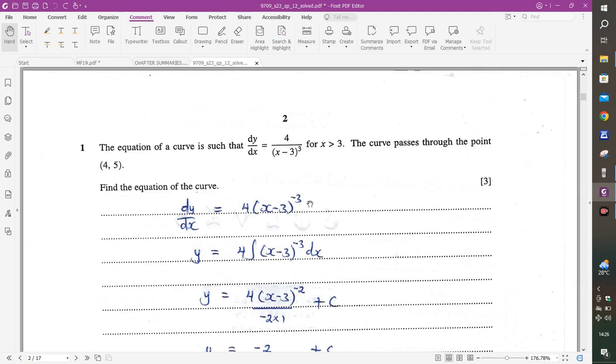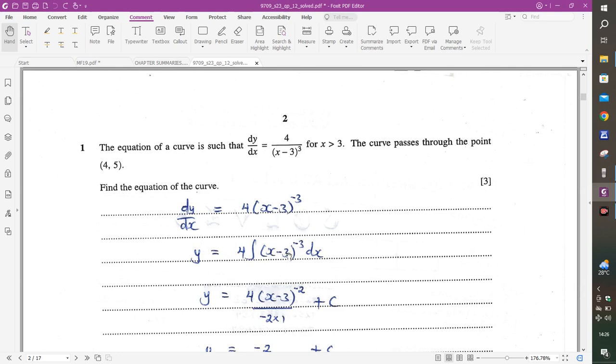And when we are integrating, our y is going to be the integral of this dy/dx. So we shall increase the power by 1 here. So we shall add a 1 on negative 3, then it becomes a negative 2. Then we shall divide by that new power, so we shall divide it here by negative 2. But we shall always multiply by the derivative of what is inside here, because this is a compound function. So you have to multiply by the derivative of this x minus 3.